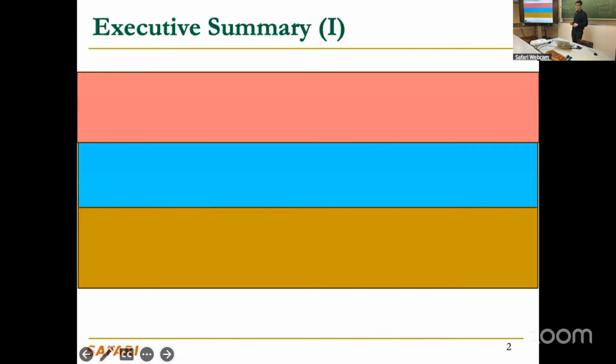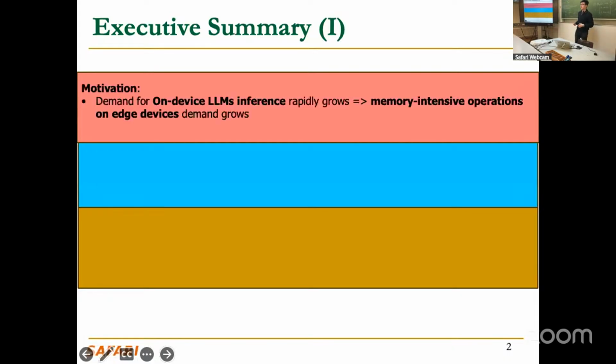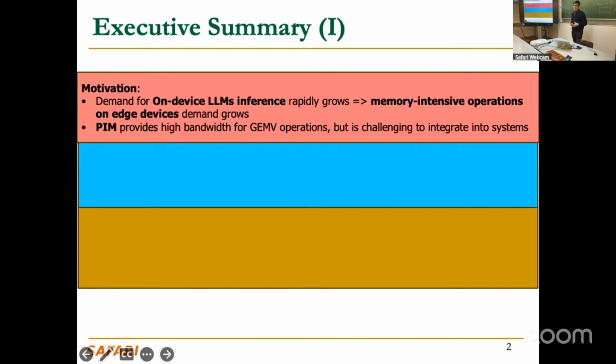Now I'm going to introduce the executive summary of the work. First of all, demand for LLMs is rapidly growing, which implies that the demand for memory-intensive operations on edge devices has also grown. Also, the PIM paradigm provides high bandwidth for performing matrix-vector multiplications, but it is a challenging problem to integrate into current systems due to the different memory layouts with the current SoC processors. If we somehow manage to solve this problem, we may be able to overcome the memory wall that has been seen in recent years of computing.